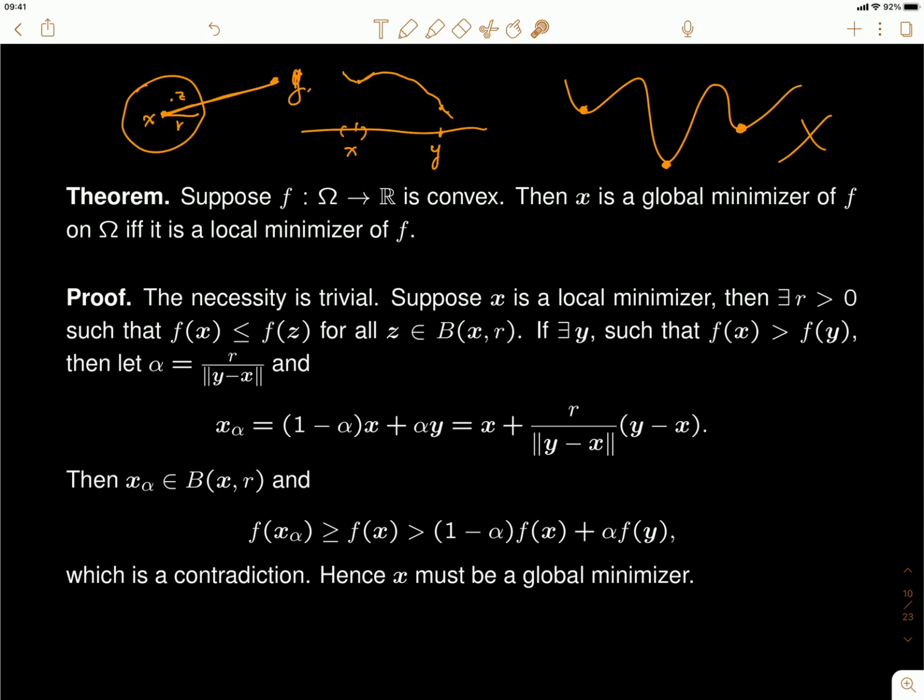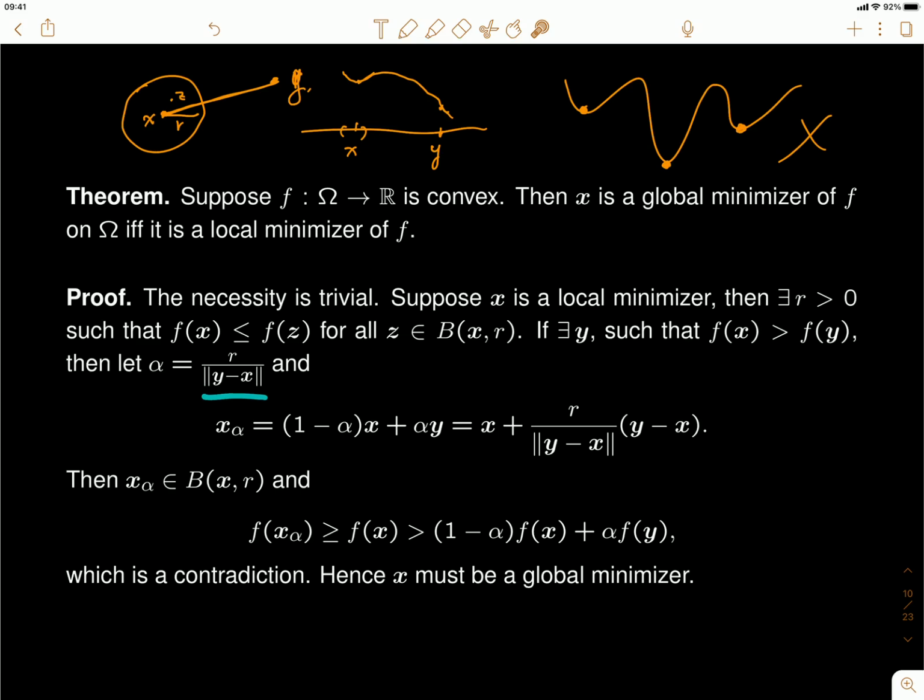I'm going to check that if this happens, then it will contradict the fact that f is convex. Okay, and to do that, let's just focus on this line. So I know this is x, this is y, and any middle point, you will call x alpha, which is a convex combination of x and y. So now let's determine the alpha here. I'm going to choose alpha to be that.